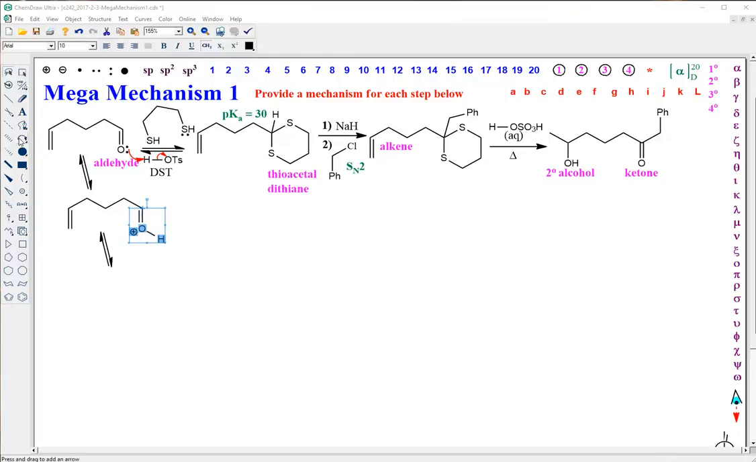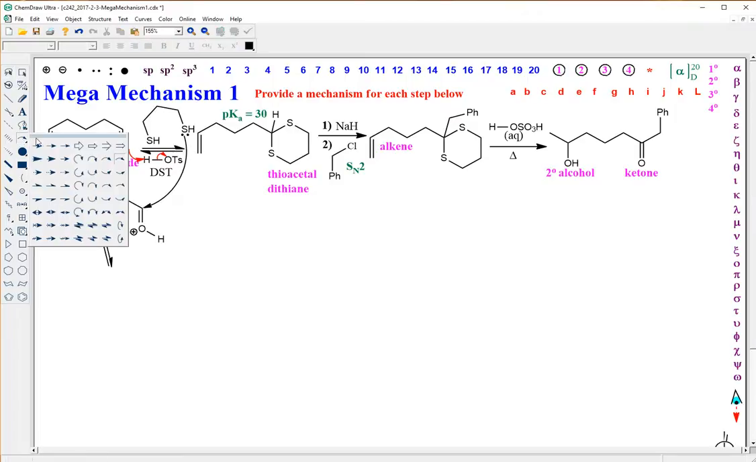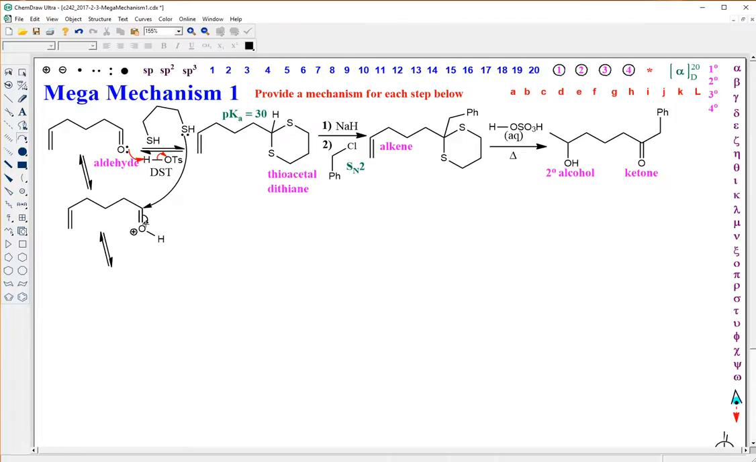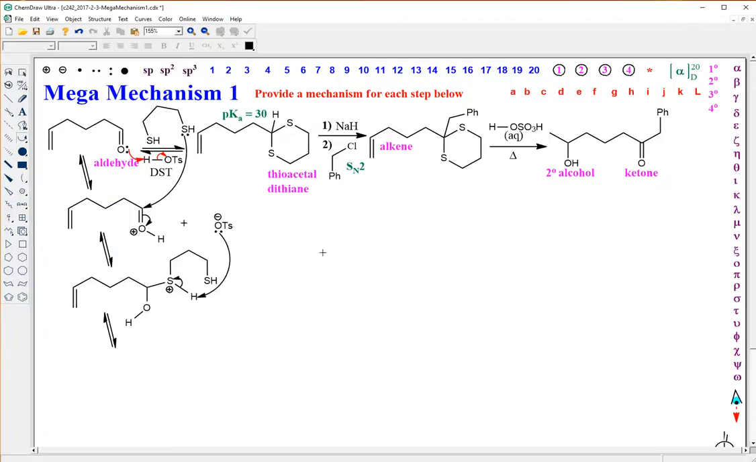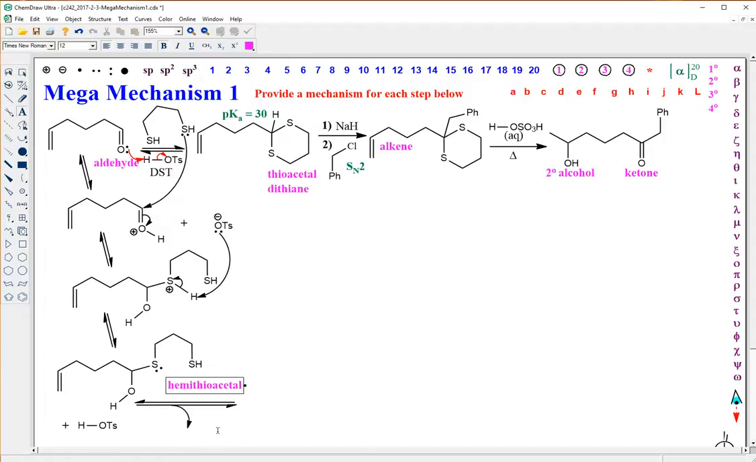The protonated carbonyl is now reactive towards the thiol, which will attack, and the pi bond will break, creating this intermediate. The sulfonium will be neutralized by toluene sulfonate ion, creating the next intermediate. This combination here is halfway to the thioacetal. It is called a hemithioacetal.